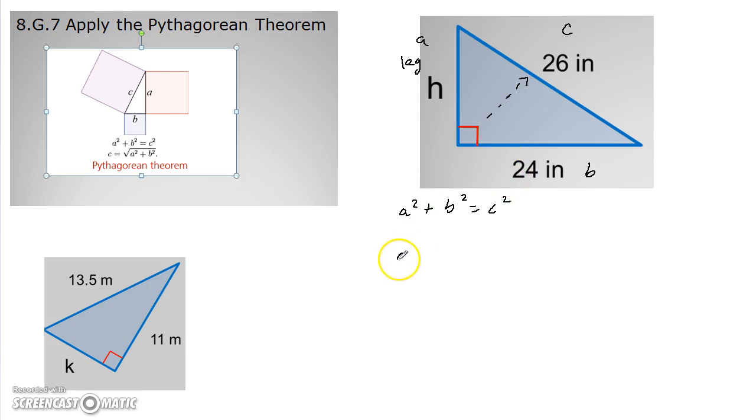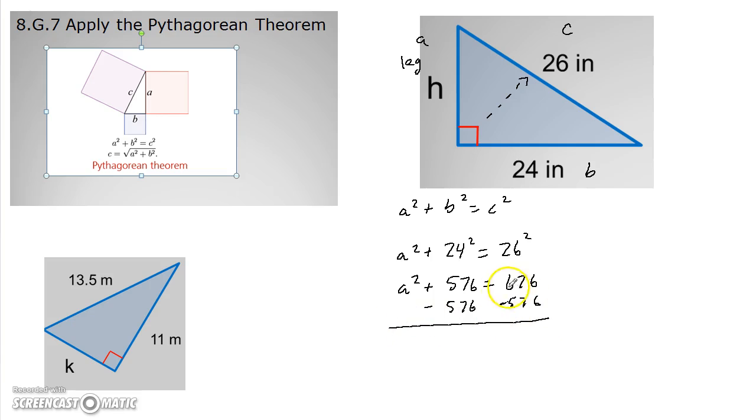So leg a we don't know. b we know is 24, and c is 26. I'm going to square them, so let's do all the math we know. a squared plus whatever 24 squared is, which is 576, equals whatever 26 squared is, which is 676. Now we can solve an equation. We get the variable by itself, so let's subtract 576 from both sides.